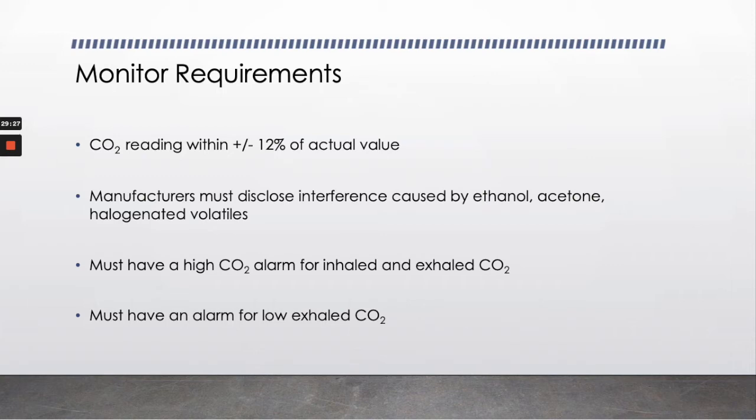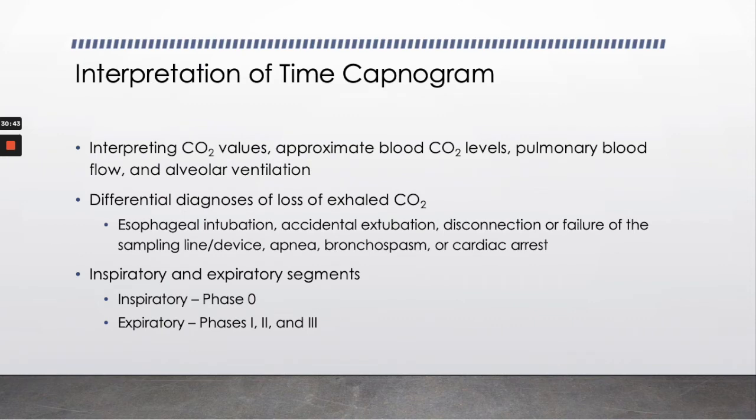So we have monitors and alerts for just about everything you can think of with the ventilator. So on our time capnogram, when we're interpreting it, it allows us to see different things. So not only are we just interpreting CO2 values, but we can approximate our blood CO2 values that we talked about earlier, and pulmonary blood flow and alveolar ventilation as well.